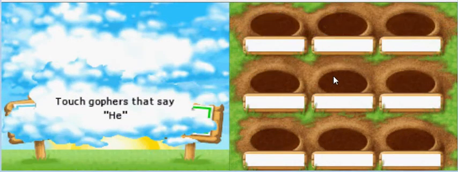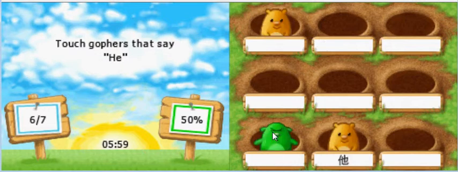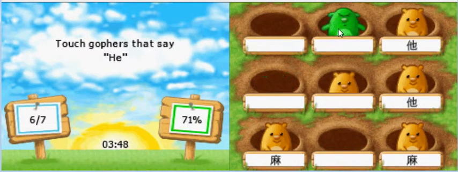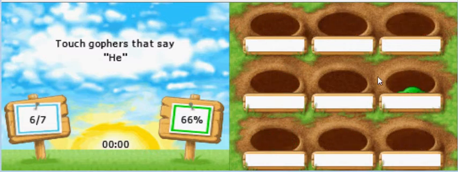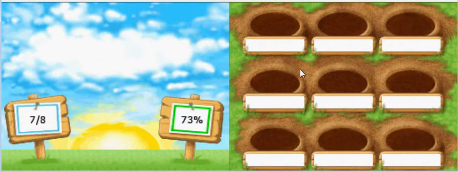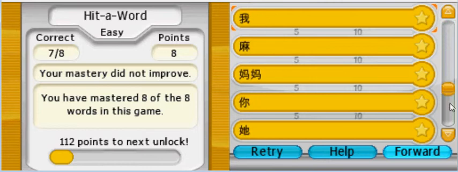Ta. Okay, if I take my time, I can do it. Oh, this is stupid. I know the character for Ta. Like, this is he. And here we have she.